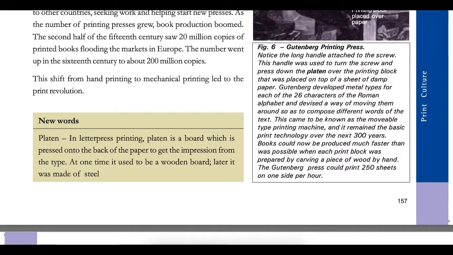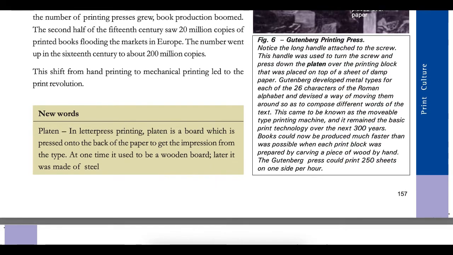New words. Platen. In letterpress printing, platen is a board which is pressed onto the back of the paper to get the impression from the type. At one time, it used to be a wooden board. Later, it was made of steel.